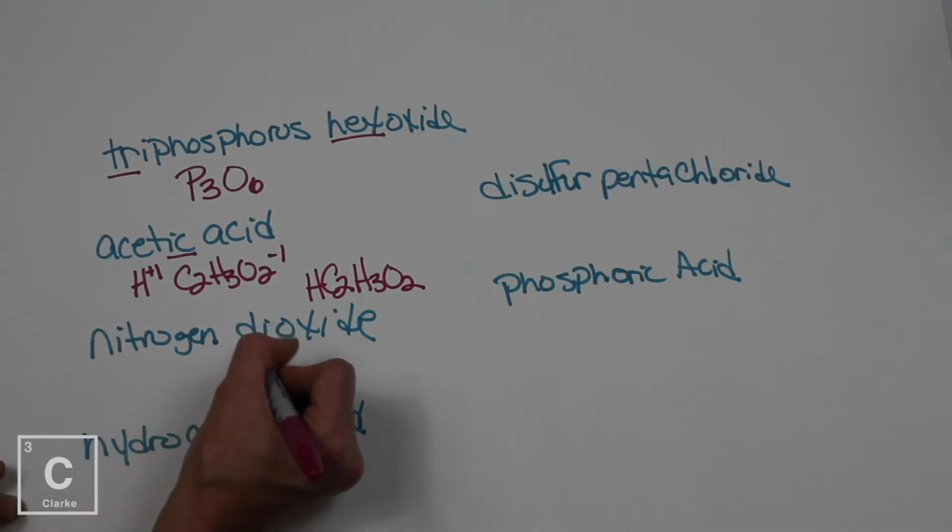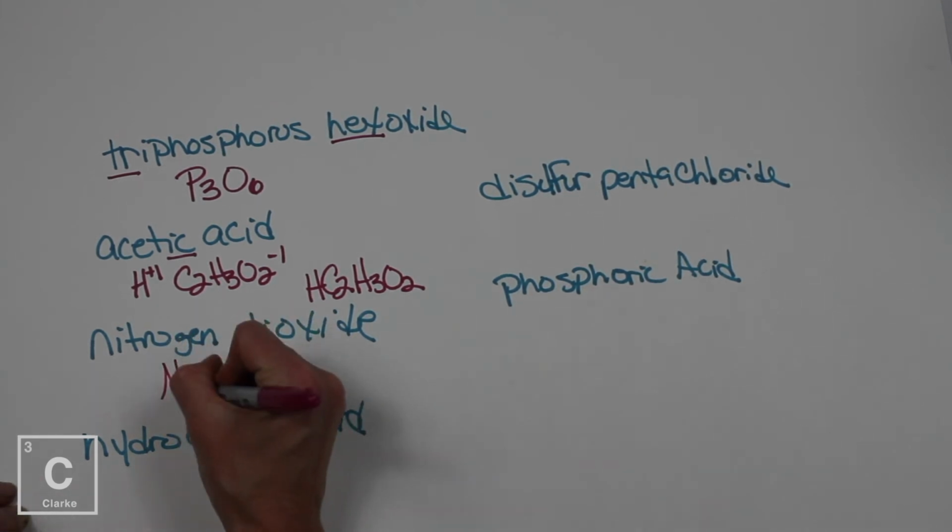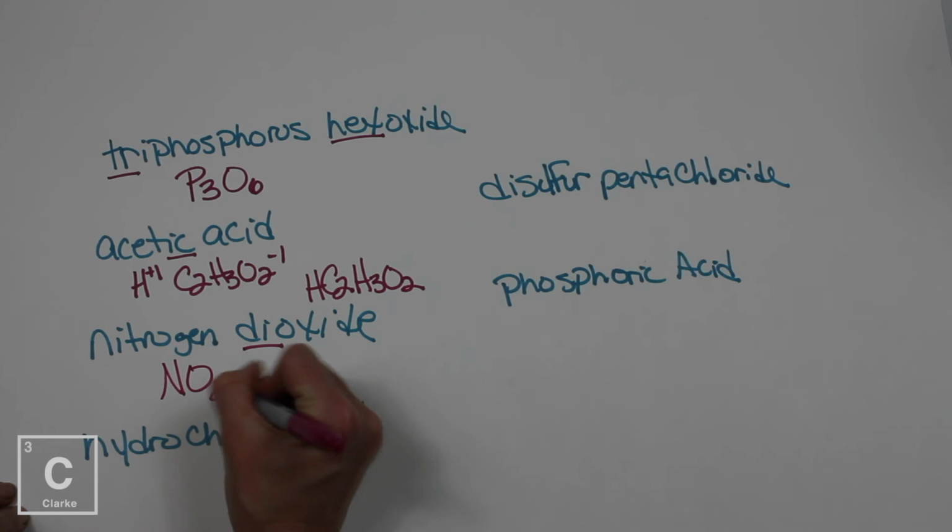Let's look at nitrogen dioxide. Again, there's that prefix di. Nitrogen didn't have a prefix. So remember, no prefix, that means a 1. So we've got 1 nitrogen, 2 oxygen.